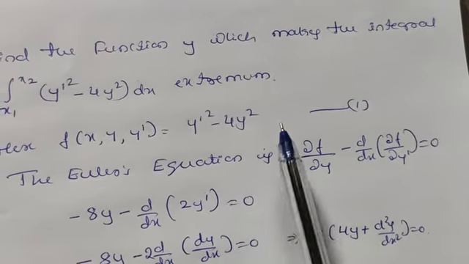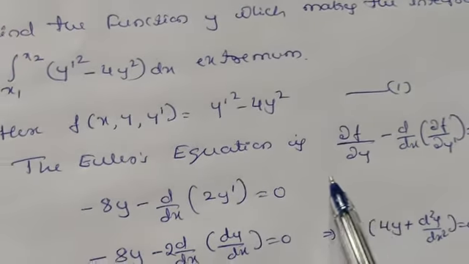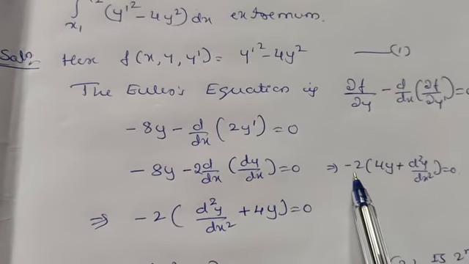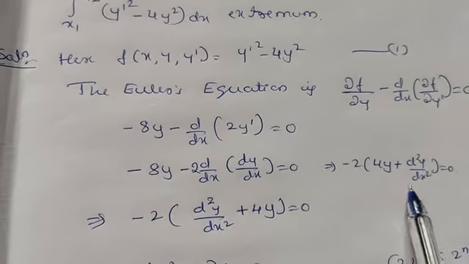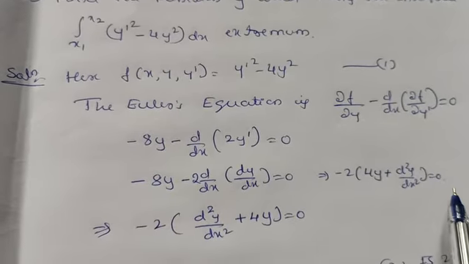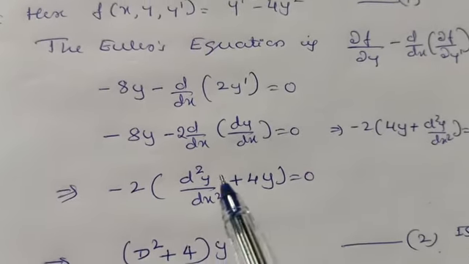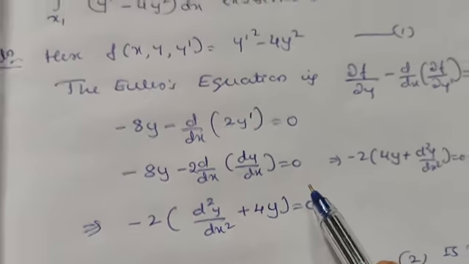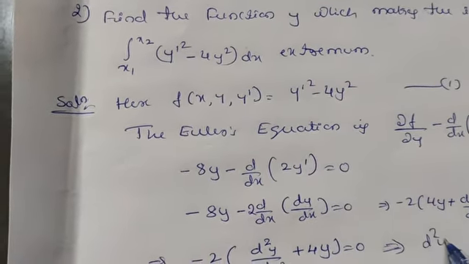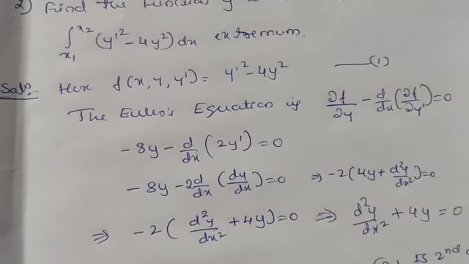So after finding the derivative of f with respect to y and with respect to y dash and substituting in Euler's equation, we'll get like this. So in this term we have minus 2 common. Let us take minus 2 common. It becomes 4y plus d2y by dx square is equals to 0. And again this minus 2 becomes 0 when you take it in the RHS. So this implies the given equation is nothing but here d2y by dx square plus 4y is equals to 0.